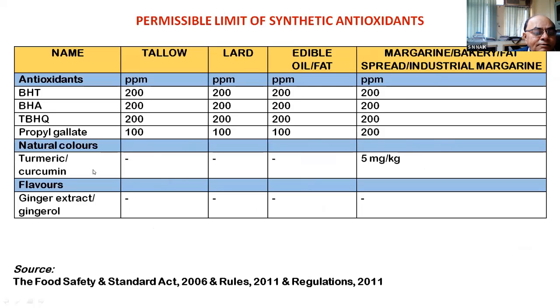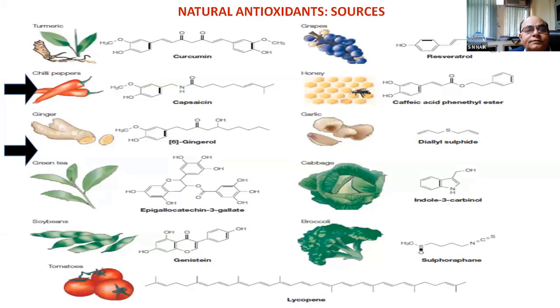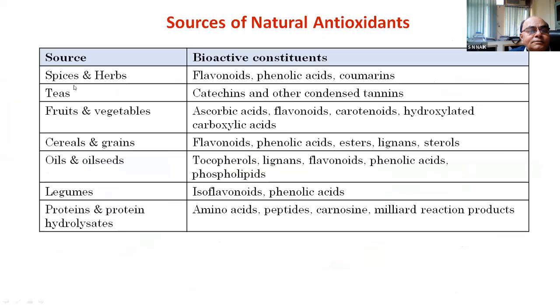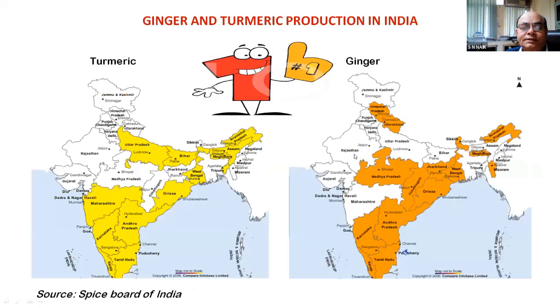So there is a lot of scope for utilizing natural antioxidants like turmeric, ginger, and all that. Turmeric has curcumin, then ginger has gingerol. There are many products we can isolate from chili, ginger, then tea, and all that. India has a lot of potential. So we can develop these natural antioxidant industries from spices, herbs, fruits, vegetables, the byproducts of the food processing industry, then cereals, grains, oil seeds, and all that. A lot of natural antioxidants we can get using extraction processes.